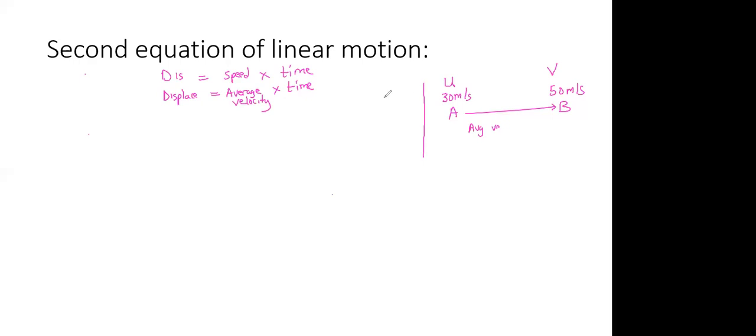Now we are using U and V. I want you to write the formula for average velocity using U and V. Your 30 has been replaced by U, and your 50 has been replaced by V. Write that formula in the chat and we see.